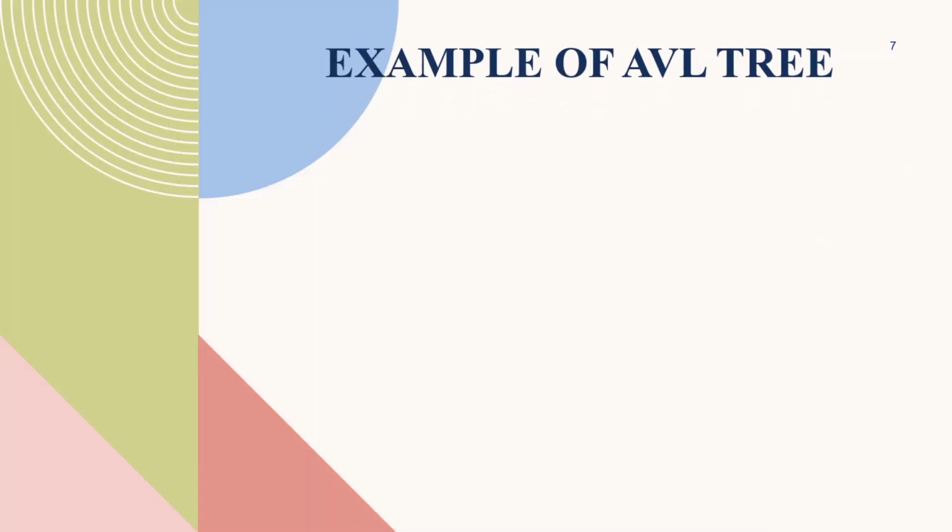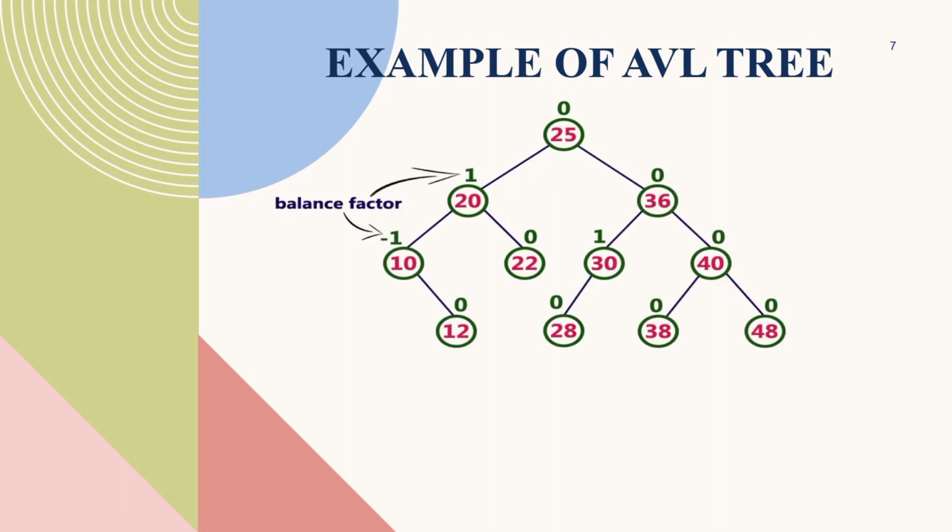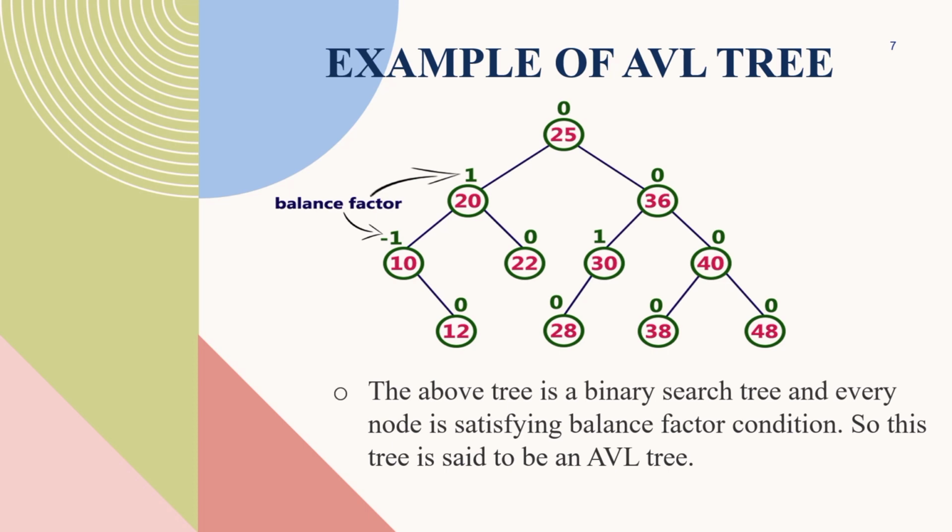So let us know the example for AVL tree. So as you can see in the diagram, this is the example for AVL tree where the root node will be 25 and the lesser node will be in the left node and the greater node will be on the right node. The above tree is a binary search tree and every node is satisfying balance factor condition. So this tree is said to be an AVL tree.